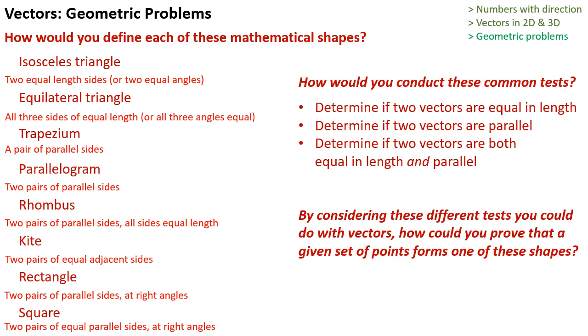And finally, the square. Two pairs of equal and parallel sides. So the vector representing the left-hand side is identical to the one representing the right-hand side, or possibly the negative of it, and the same will be true for the top and the bottom. But also, the left and right will be perpendicular to the top and the bottom. And finally, for a square, they will all be the same length.